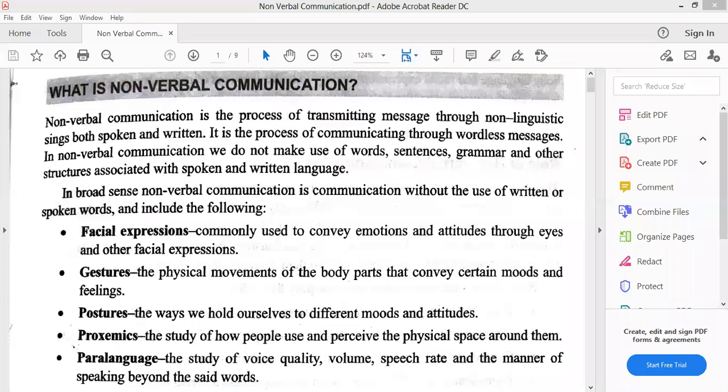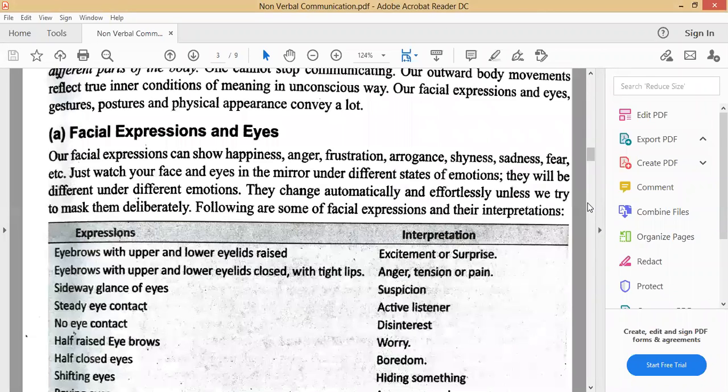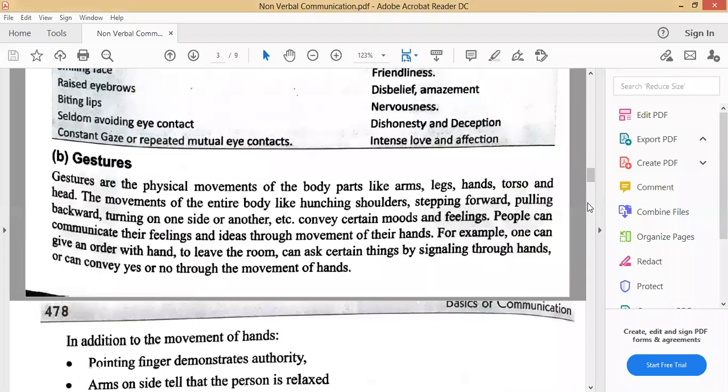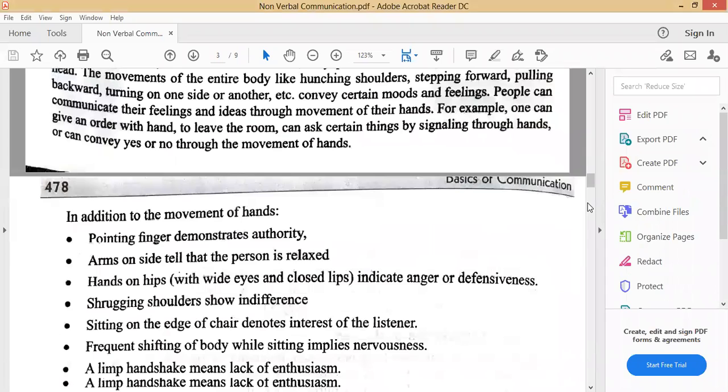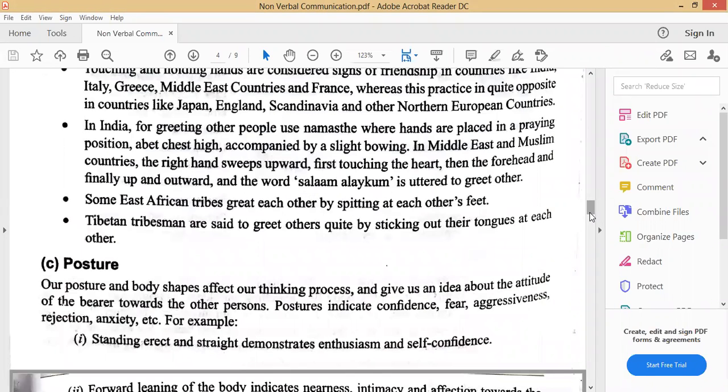All right, so we were discussing the first type of nonverbal communication, that is kinesics. And today we are going to start with the second type of nonverbal communication, and that is proxemics.